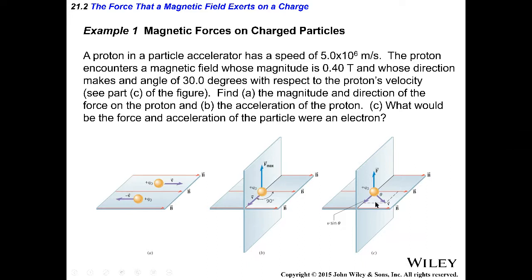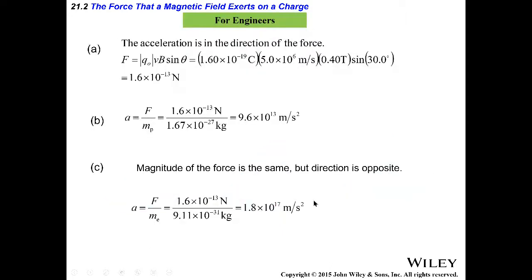The force is upward, and if it is not exactly 90 degrees, but some angle theta, then this cross product involves a sine of this angle, because it's the component of this velocity that is in this direction that contributes to the force. So that is sine theta. And the book goes through the actual calculation of the acceleration, but that's for engineers, don't worry.